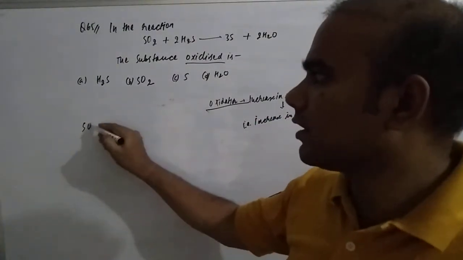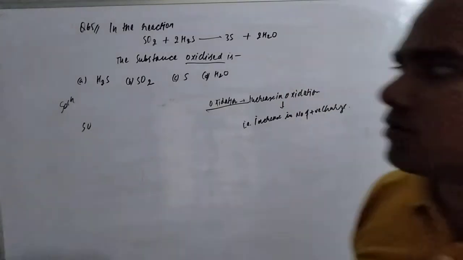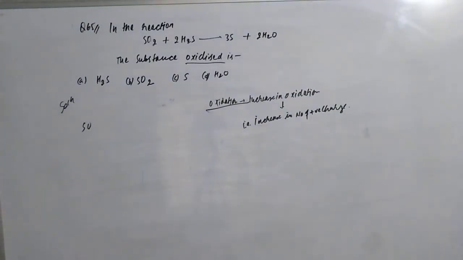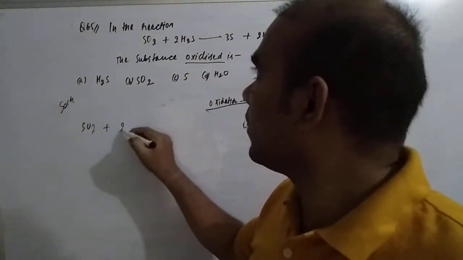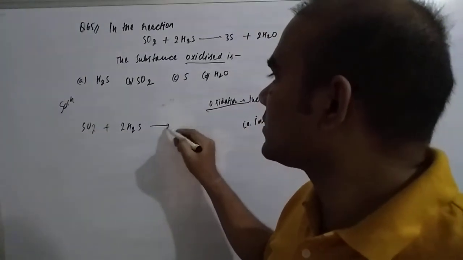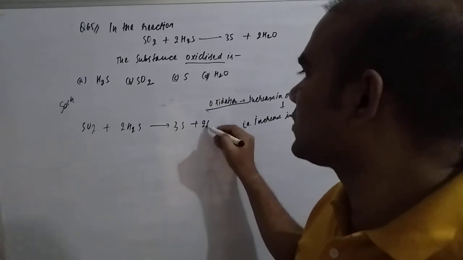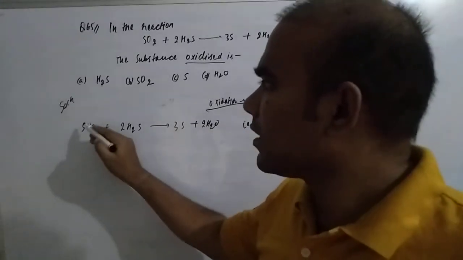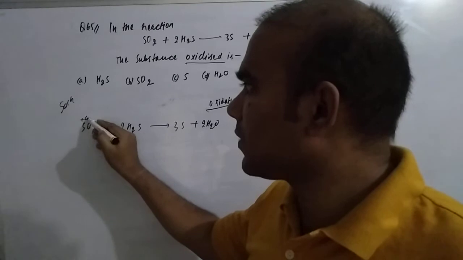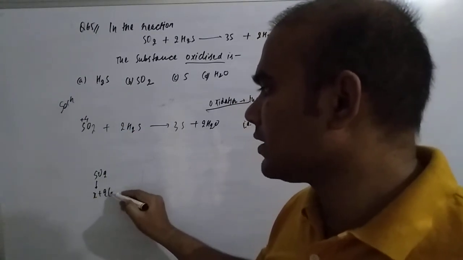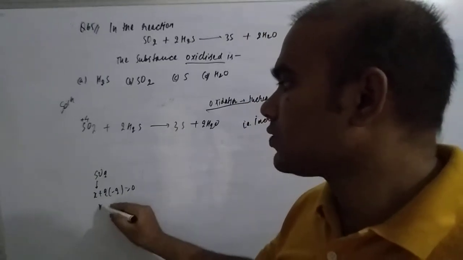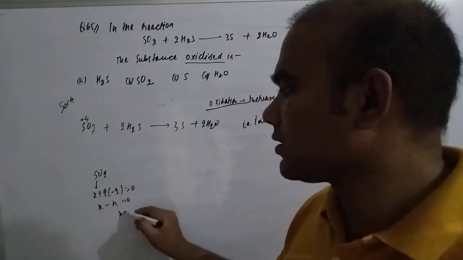We are doing the solution here. We are taking SO2 and checking it out. So SO2 plus 2H2S goes to 3 sulfur plus 2H2O. Dear student, here the oxidation state of sulfur is +4. You can check, SO2 is there. S you consider X, plus 2 oxygen, oxygen is -2, equal to 0. So X minus 4 equal to 0. So X is equal to how much, student?